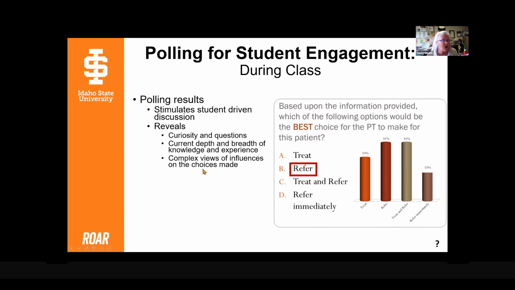And then the complex views of influences on the choices made. Why are people going with one thing versus another? And when is it experience and gut, and they can't even explain it versus formally thinking through it?